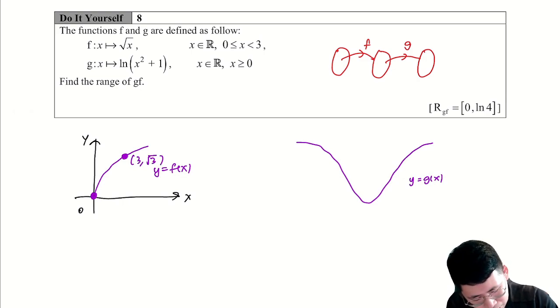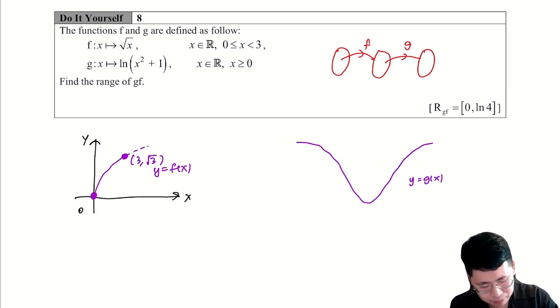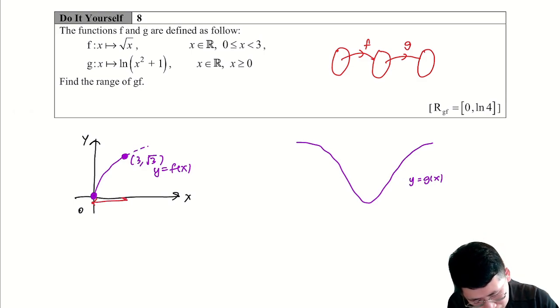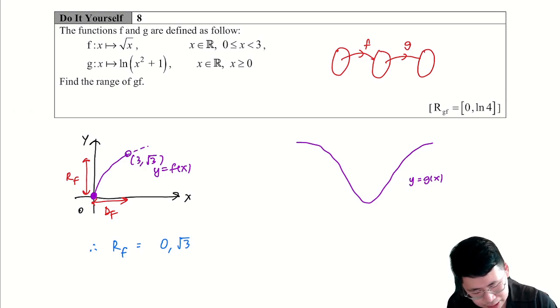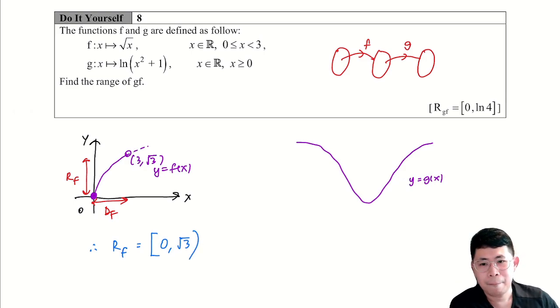Then I'm going to erase this part of the graph. Over here, this is the domain of f, and over here, this is the range of f. So the first step, the range of f would be from 0 to root 3. Oh, it cannot equal root 3, so this one needs to be careful. I will need to put a hollow circle over here instead. So the range can equal 0, but cannot equal root 3.